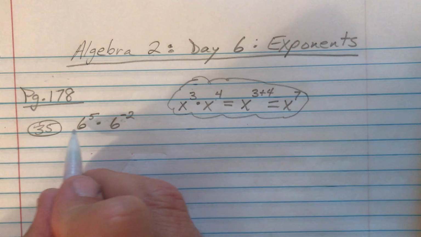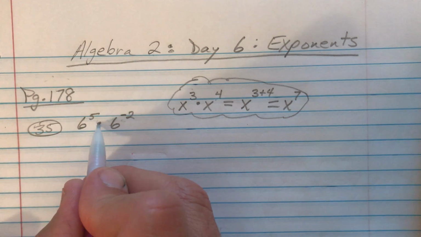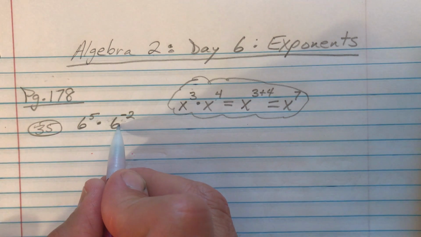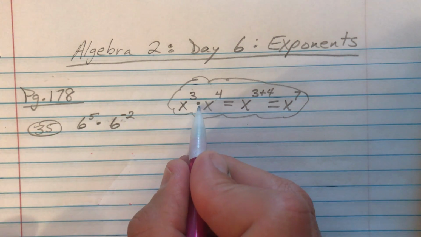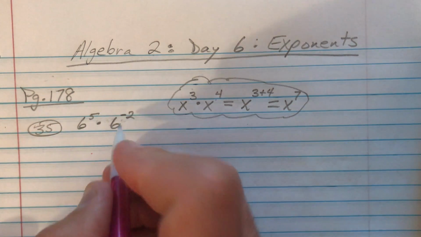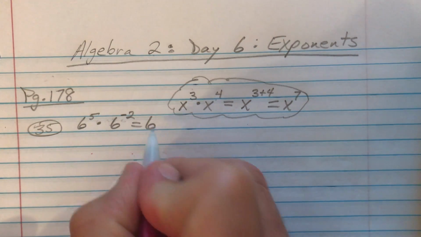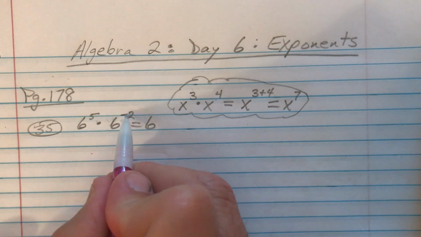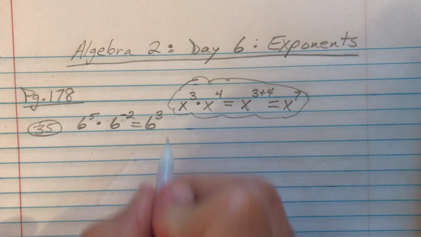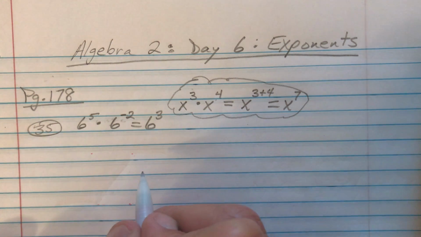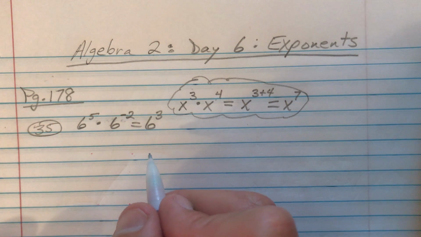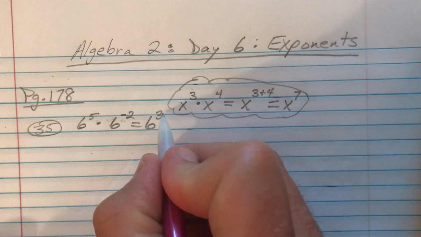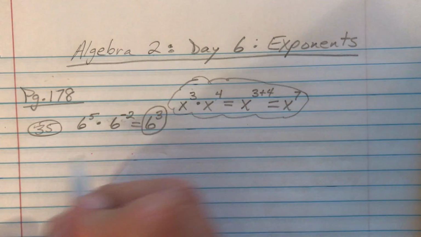But the hard thing about this question is students see the 6 times 6 and they want to multiply them. Don't do it. It's just like this question that has x's for the base. 6 is the base, so it'll stay the base. 5 plus negative 2 is 3. And that's it. The question says write your answers using only positive exponents. So this is a positive exponent, and we're done.